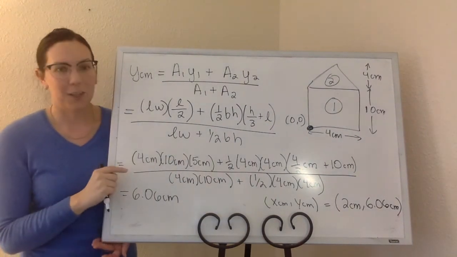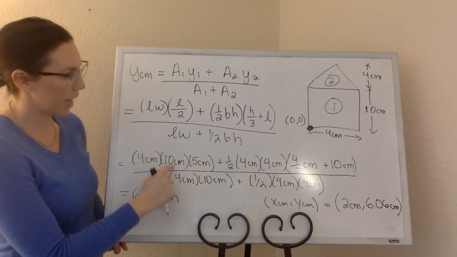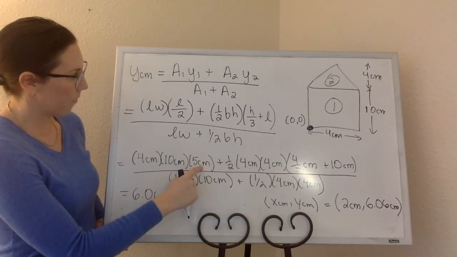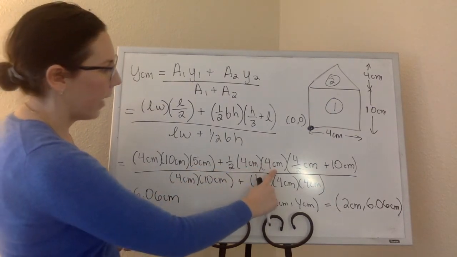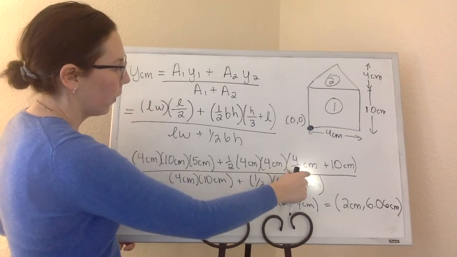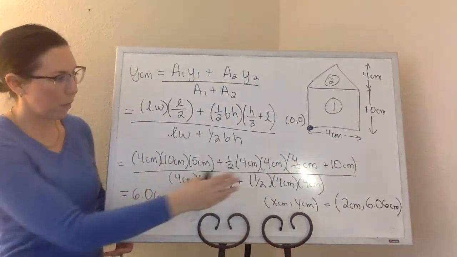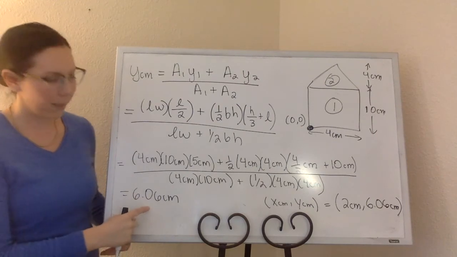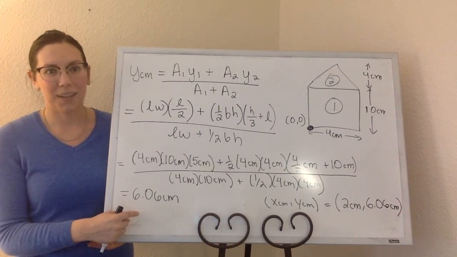In this step, it's just plugging in a lot of numbers. So 4 times 10 for the area of the rectangle times 5 centimeters, 10 over 2, plus 1/2 base times height, this height over 3 centimeters plus the length 10, over the sum of the areas. And that gives 6.06 centimeters as the y-coordinate of the center of mass.